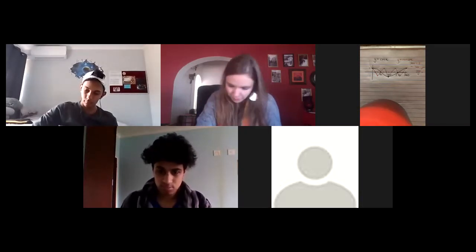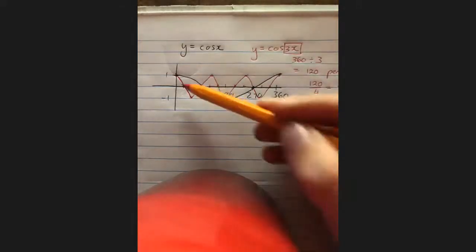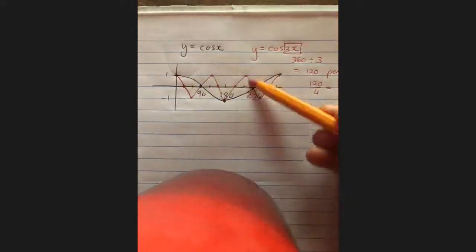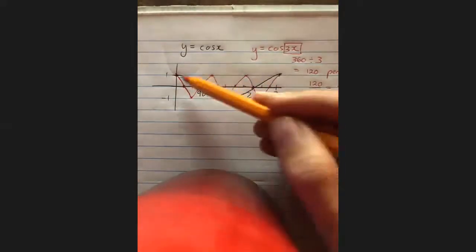Okay, we are on page 307. You just missed the first one. We were drawing cos 3x. So what you guys can notice here is that if you mess with the x, you are basically shrinking this graph. It's not really a stretch, it's more shrinking.